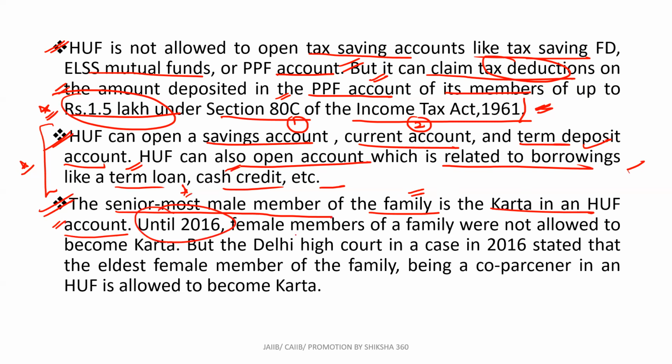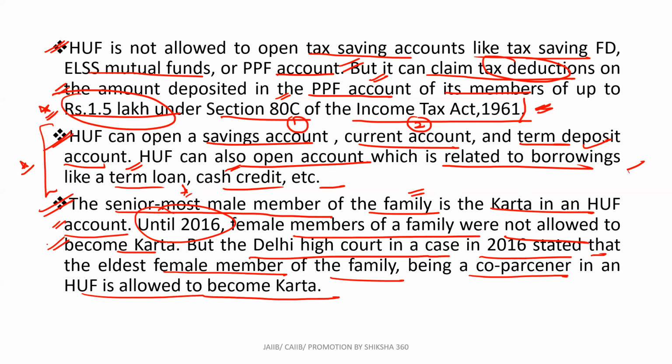Until 2016, female members of a family were not allowed to become the karta. But the Delhi High Court, in a case in 2016, stated that the eldest female member of the family, being a coparcener in an HUF, is allowed to become the karta. As we know, females are also included under coparceners, so why would she not become the karta?